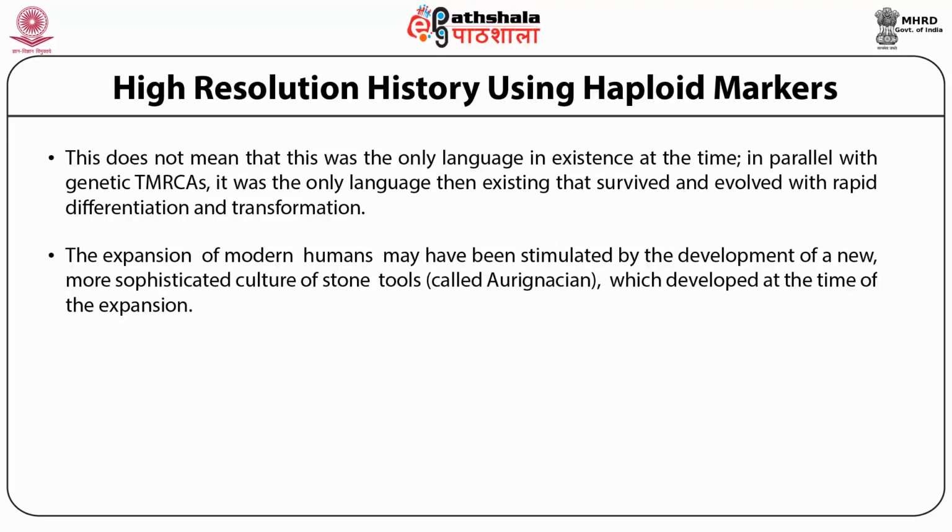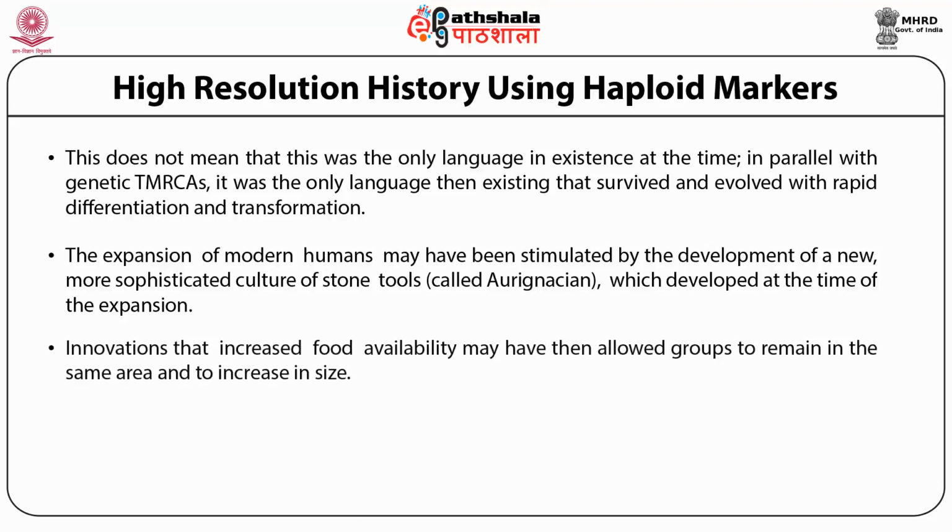It is also very likely that navigation became available, or else the passage from Southeast Asia to Oceania would have been impossible, and it may even have been used earlier, such as in coastal South Asia or later along the Pacific American coast. Innovation that increased food availability may have then allowed groups to remain in the same area and to increase in size. This apparently happened in many parts of the world on a massive scale starting 10 to 13 KYA with the adoption of agriculture and pastoralism.